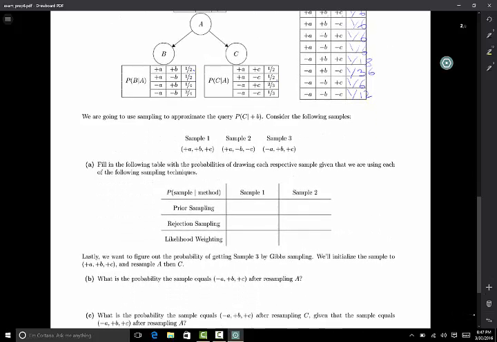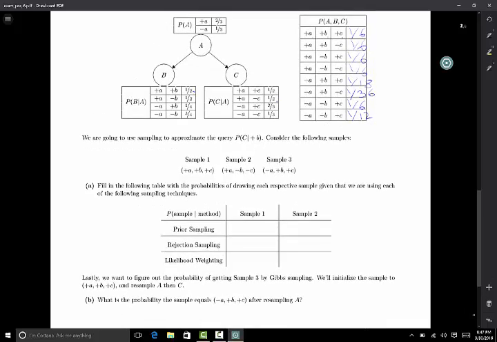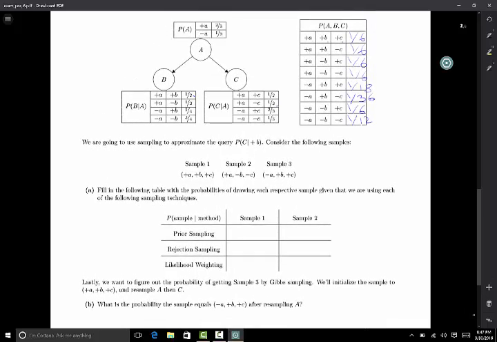Now we want to answer the following questions on different sampling techniques. So for samples 1 and 2, we're asked what is the probability that we'd have drawn the sample given the method. So in prior sampling, you first sample the most parent variable and then sample the next variables according to what you got in the previous variables.